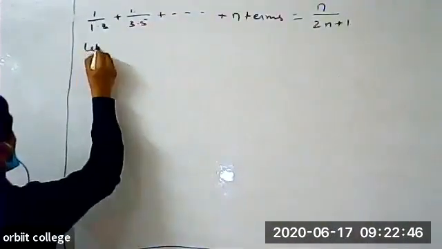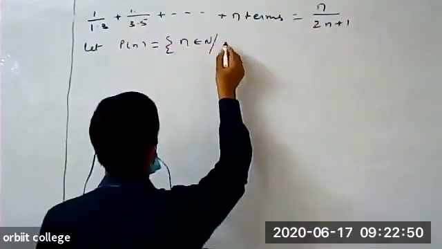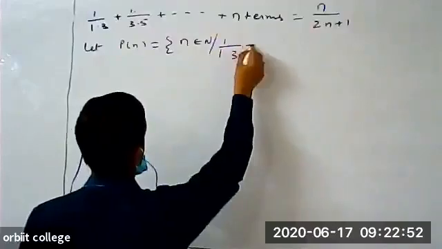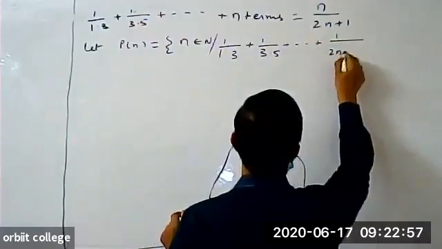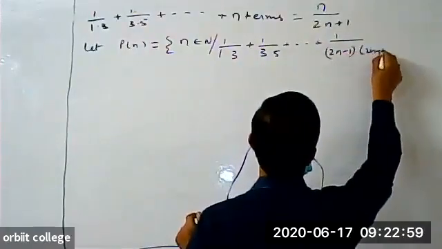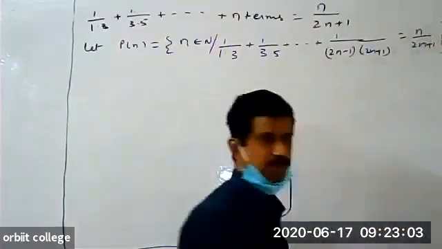Let E of n be the set of n belonging to natural numbers. Consider the question: 1 by 1 into 3 plus 1 by 3 into 5 plus up to 1 by (2n minus 1) into (2n plus 1) equals n by (2n plus 1). So have you all followed this?